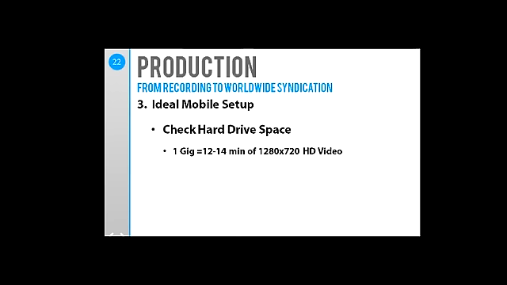And the rule of thumb I found is 1 gig is roughly 12 to 14 minutes of HD video, and that's 1280 by 720. I personally don't go any higher than that for shooting on the web. The video files get really big when you shoot larger video than that, and I don't find this necessary to go directly to YouTube or my website, so I keep it right at that.